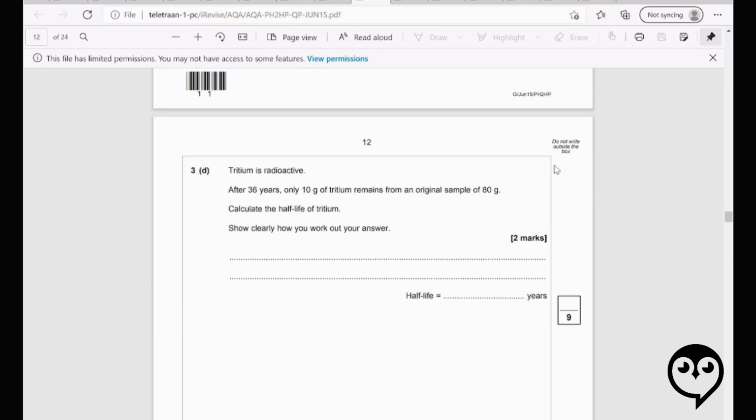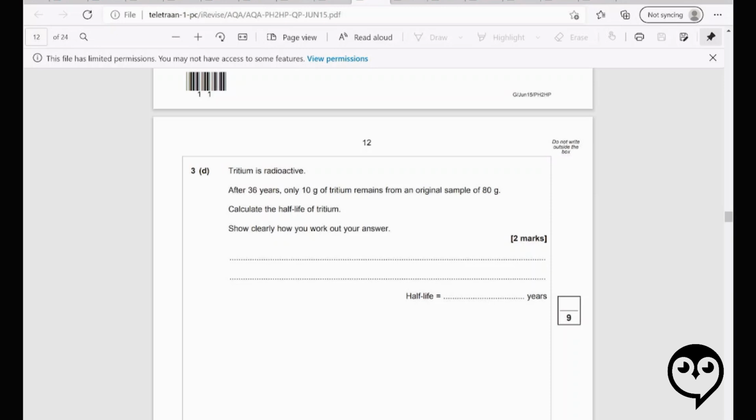Last question here. Tritium is radioactive. After 36 years, only 10 grams remains from an original sample of 80. Calculate the half-life. Right. So what I would do is I would start with 80, and then I would draw my thing. I can't draw it, but you get what I'm saying. Half of 80 is 40, half of 40 is 20, and half of 20 is 10. So if you're counting on your fingers, that is 3 half-lives.